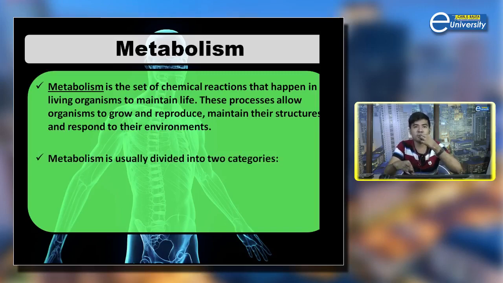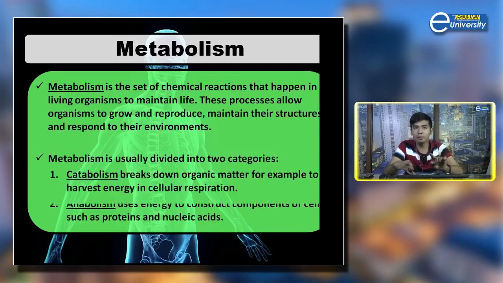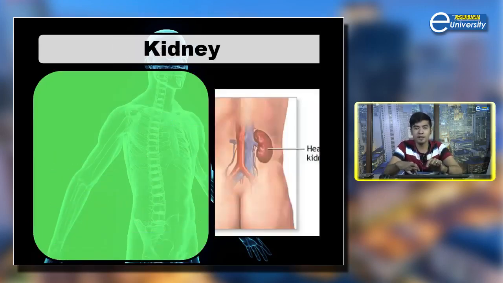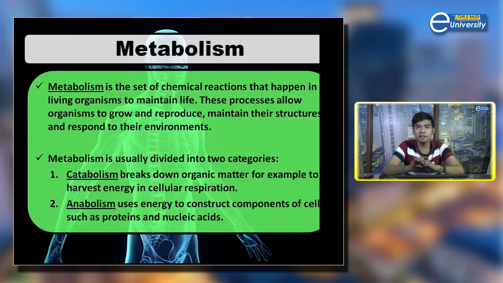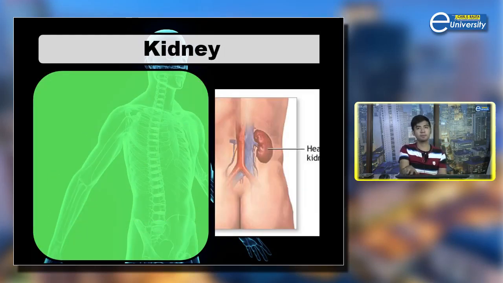Metabolism is usually divided into two categories: catabolism and anabolism. Catabolism breaks down organic matter, for example, to harvest energy in cellular respiration. Anabolism is used, of course, to store energy. So if cellular respiration is an example of catabolism, an example of anabolism is photosynthesis.